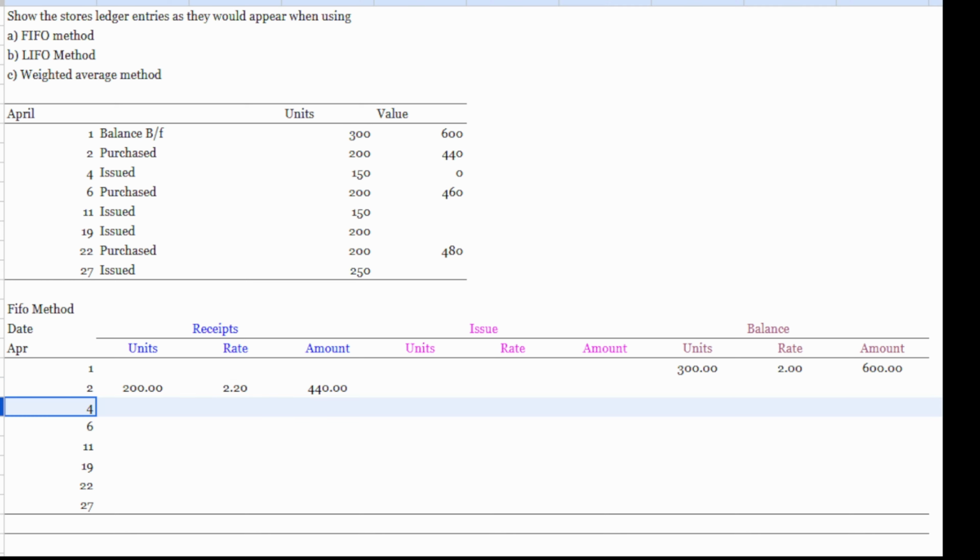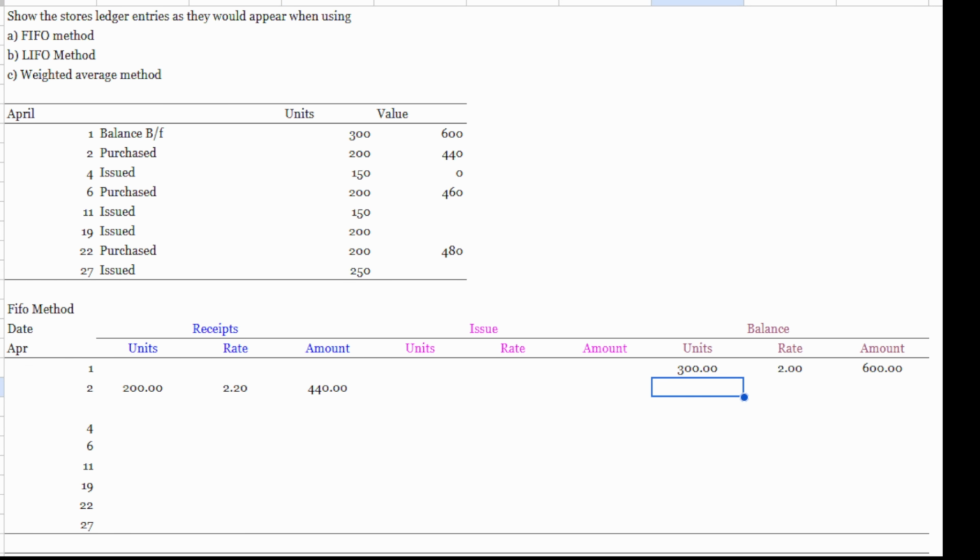So when you go to the balancing here, let us record it in two different lines. One is the balance brought forward. You have the new receipt. Why do you have to record it this way? The reason is when the issue happens, the first item in this balance should be issued first.